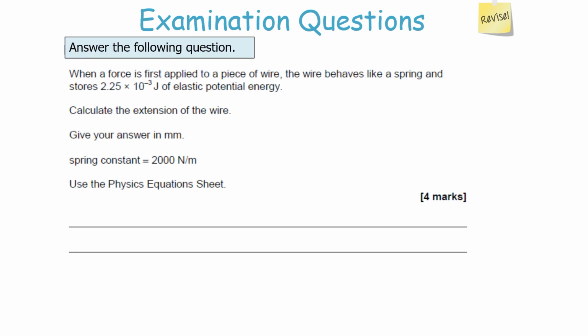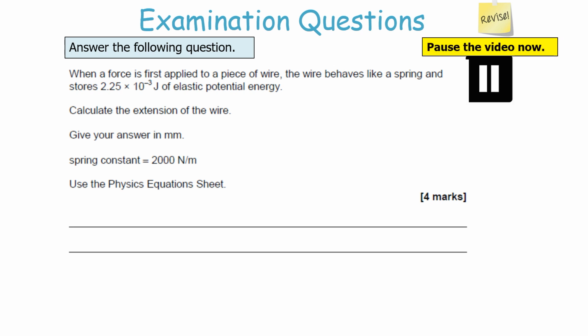The next question says, when a force is first applied to a piece of wire, the wire behaves like a spring and stores 2.25 times 10 to the minus 3 joules of elastic potential energy. Calculate the extension in the wire, give your answer in millimeters, and the spring constant is 2,000 newtons per meter. So pause the video now, then unpause the video when you want to go through your answer.